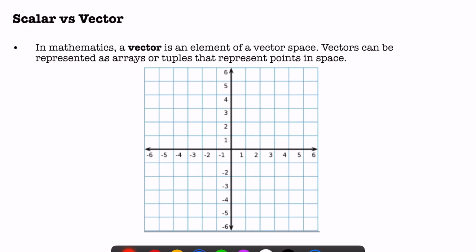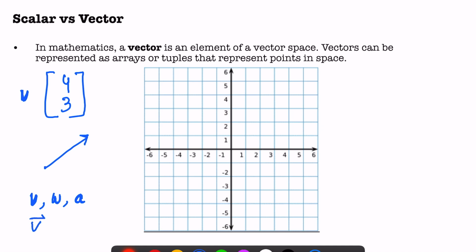Consider a vector is 4, 3. We can represent it in this way, and also we can represent it as an arrow pointing to some point in space. And how do we represent a vector? We represent a vector with a small letter in bold font. Let's say v, or small letter bold v, w, let's say a, in bold font. Also sometimes it's represented as a small letter with an arrow on top of it.